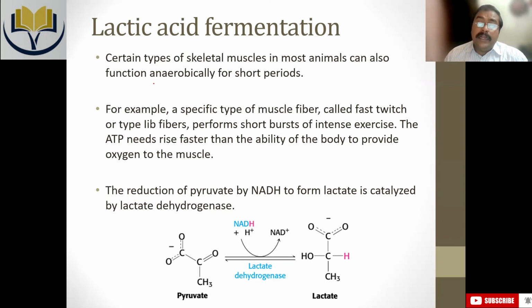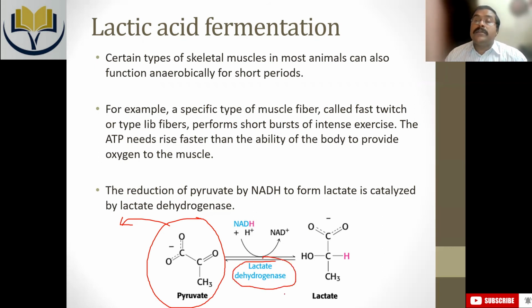So what will happen in that case? Your body will generate an anaerobic condition. That means the muscle where the oxygen demand is more will generate anaerobic condition. In that anaerobic condition, whatever pyruvate is being produced will not be able to undergo the TCA cycle. That is why that pyruvate will undergo lactic acid fermentation using the enzyme lactate dehydrogenase, and it will produce a product.